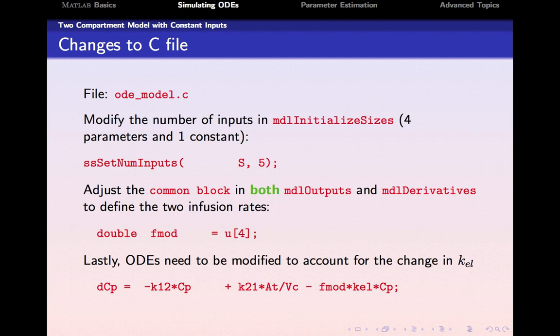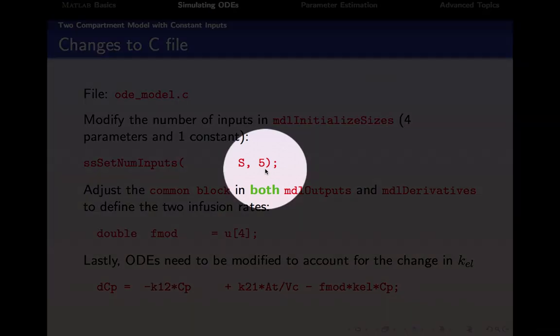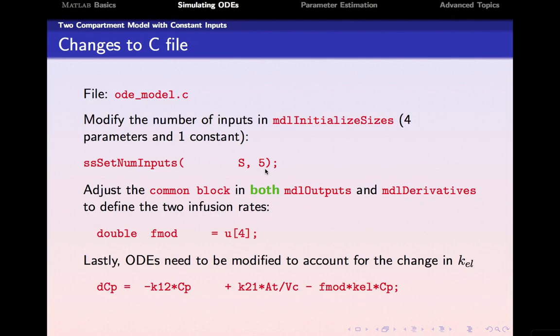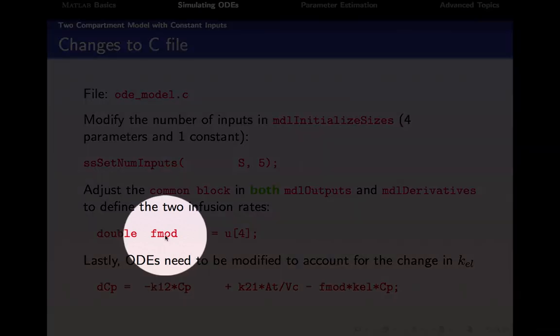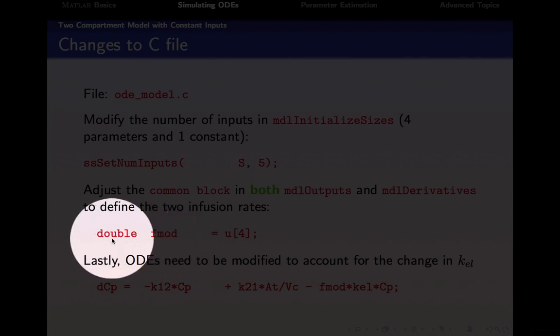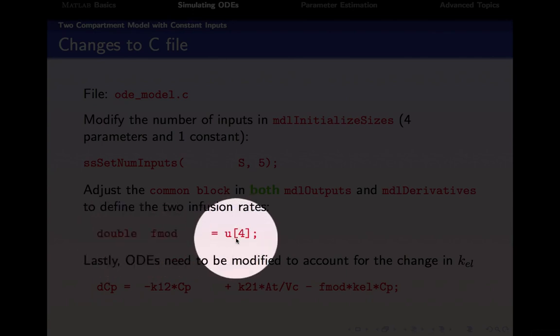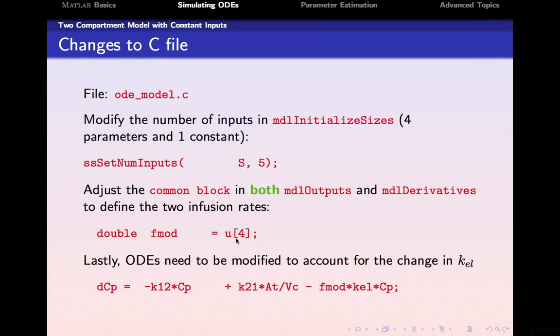Next we have to change our number of inputs. Before we had 4 inputs, but now we have an extra one, a constant, so we change that to a value of 5. Then in the common block, I want to map fmod to that 5th input. fmod here is a variable I'm creating. It's a double, and it's going to take on whatever is in the 5th input, or u of 4.